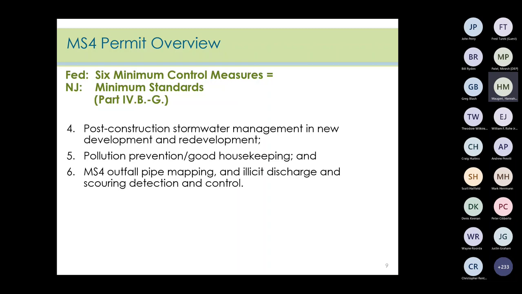Under this minimum control measure, the permittee is required to develop, update, implement, and enforce a program to address stormwater runoff, including the plans and ordinances required in keeping with the requirements of the stormwater rules, which will be discussed further in more detail. 5, pollution prevention and good housekeeping. This includes activities at maintenance yards, leaf collections, and so forth, as well as all of the necessary training requirements. And 6, MS4 outfall pipe mapping and illicit discharge detection and control. This includes tracking down and eliminating illicit discharges of pollutants and outfall pipe mapping, which will also be discussed later in the training.